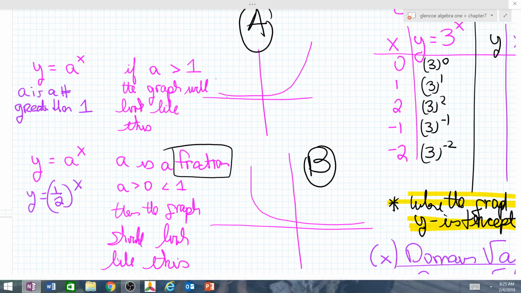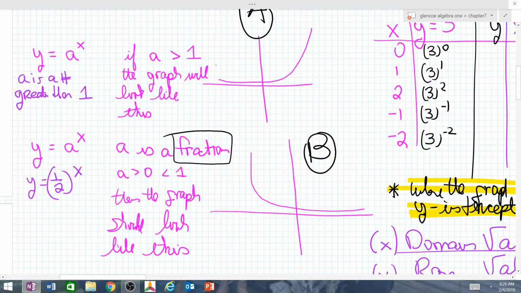So when we graph these, we're going to make a table. We're going to pick points. We're usually going to use 0, 1, 2, -1, -2, okay? And we are also going to state what the y-intercept is. Remember, the y-intercept is where the graph crosses the y-axis. You all with me? All right. Does everybody have that in their notes? Okay, I'll give you a minute to get that in there.